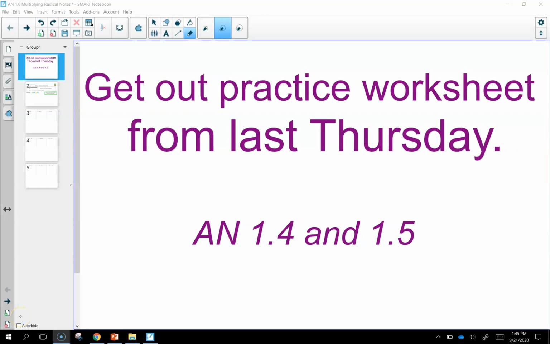All right, guys, today we're going to go over multiplying radicals. First, though, I want you to get out your homework that you turned in, the 1-4 and 1-5. So that was rewriting from rational exponent to radical form, and it was adding and subtracting radical expressions, and we're going to go over those answers together real quick. So get that worksheet out, pause the video if you need to, find it, and then come back.